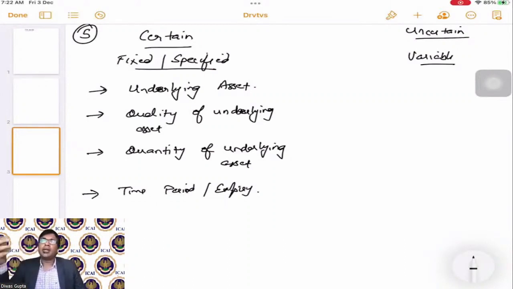Because while entering the contract, they need to know what the underlying asset is, what the quality of that underlying asset is, how much quantity we are going to enter into, and what the time or expiry of this particular contract is. All these things will be certain, fixed, specified.